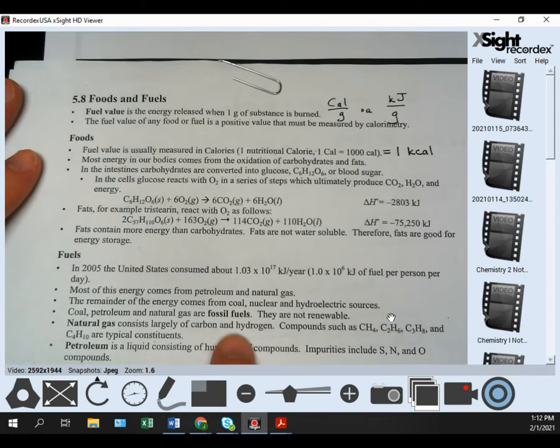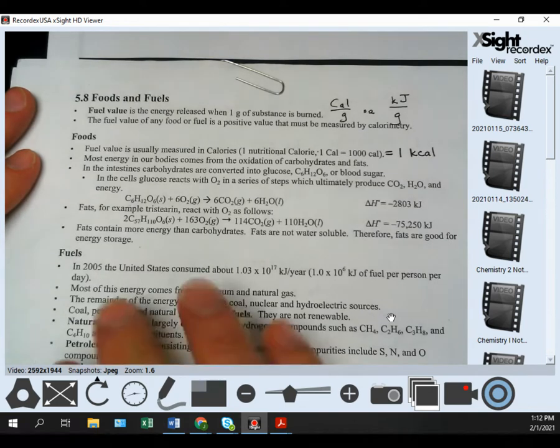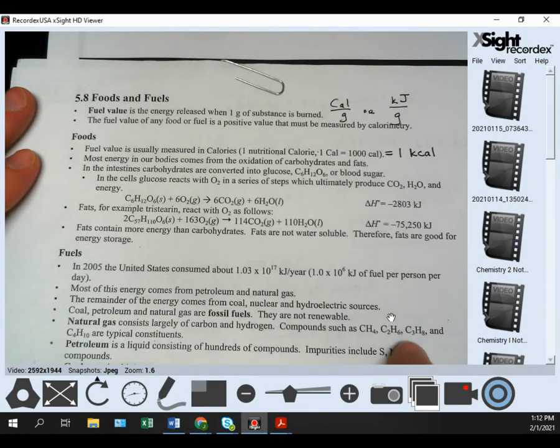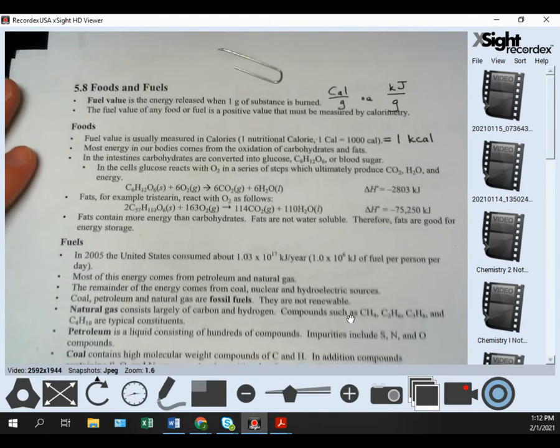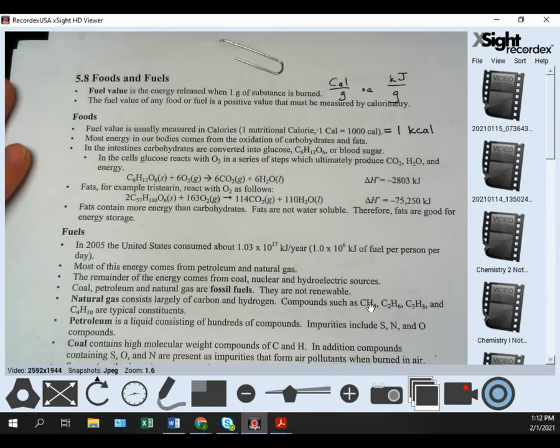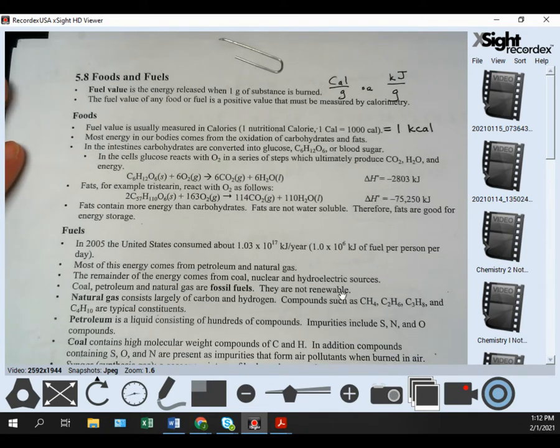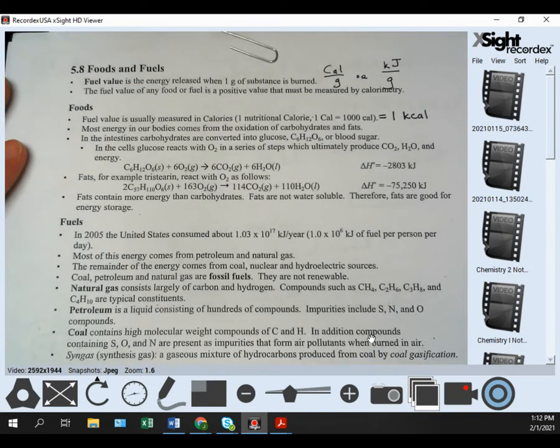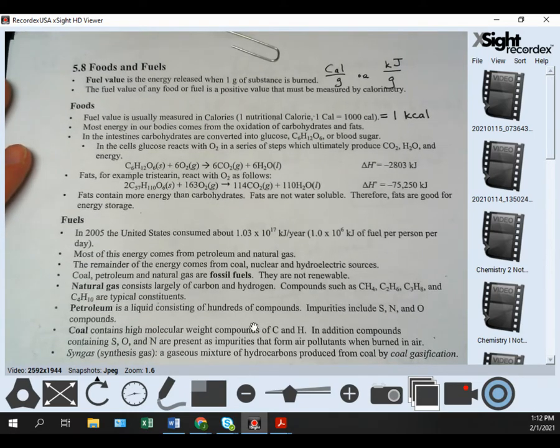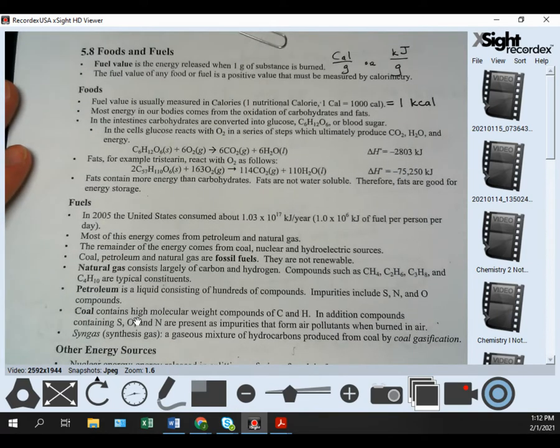They talk about some other fuels, fossil fuels, natural gas, petroleum. These are also hydrocarbons. So you can see down here, CH4, it's methane, C2H6, C3H8, C4H10, different hydrocarbons found in natural gases. So they're just talking about different energy sources and hydrocarbons. Coal contains high molecular weight compounds of carbon and hydrogen.